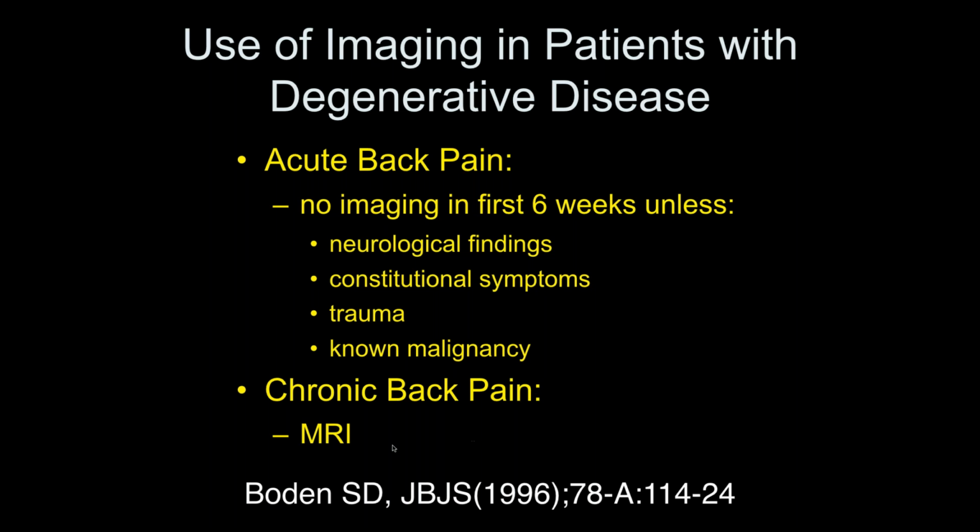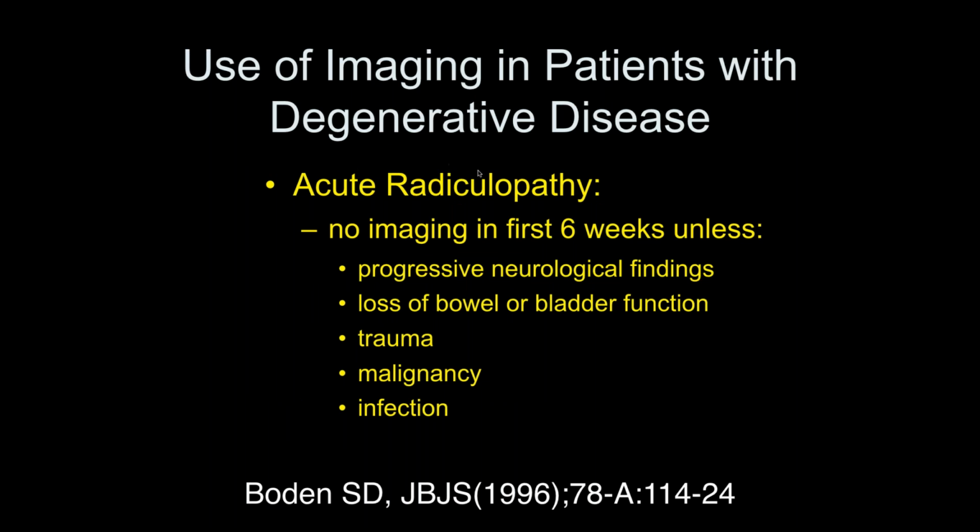And chronic back pain, they recommend an MR scan to try to help evaluate the cause of back pain. We now know that I think MR is still very valuable to look for things, but I think we have to be skeptical about how we're going to handle the degenerative changes, which are the most common cause of back pain. In acute radiculopathy, again, he said no imaging in the first 6 weeks because almost all of them resolved, unless you have progressive neurologic findings, loss of bowel or bladder function, trauma, malignancy, or infection, and then they need emergency imaging.